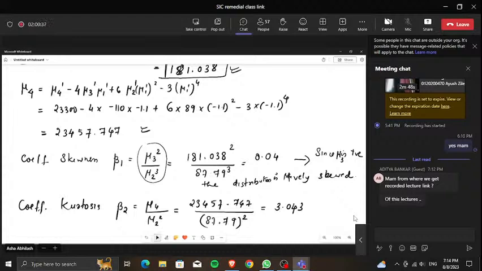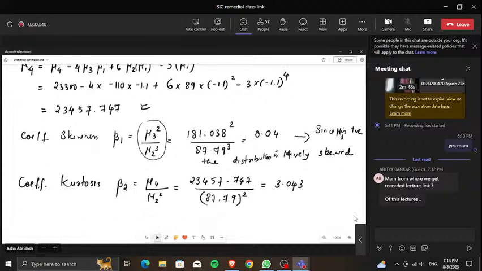3.043. Okay, so it is greater than 3, right? So beta 2 is greater than 3. We can say that the distribution is leptokurtic, because it is greater than 3. Okay, so this is the comment that we expect.